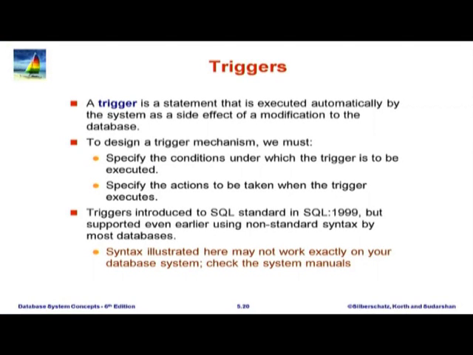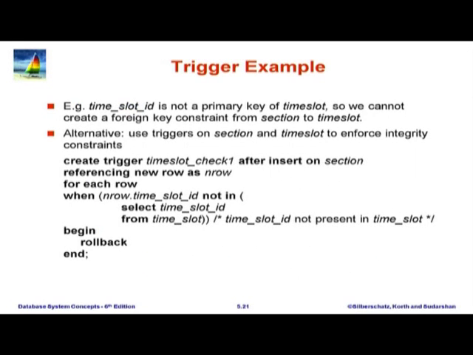For those of you who don't know what a trigger is, it's basically a statement that is executed automatically as a side effect of some modification to the database. Again, I don't have time to get into details, I'll just give a small example. This says create trigger with some name after insert on section. So whenever I insert something on section, this code is executed. Then there is some syntax which I won't get into, referencing new row, for each row, when something, then do something.